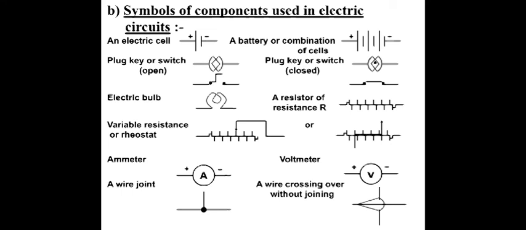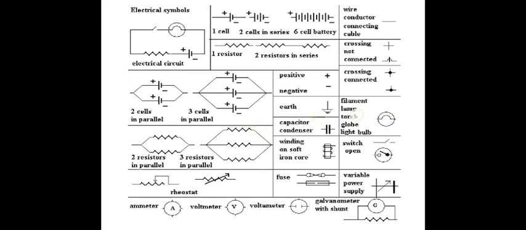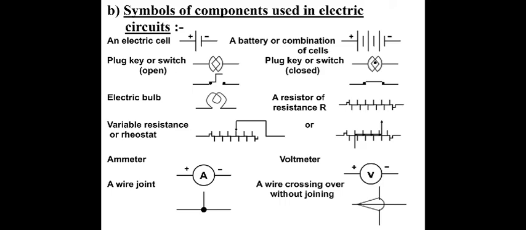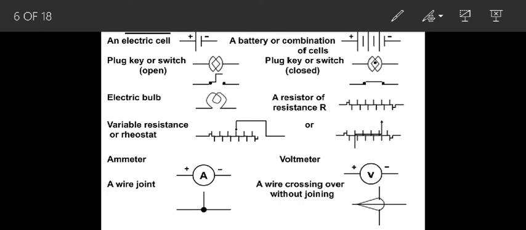Now, potential difference is measured with a voltmeter, and it is always connected in a parallel combination. Like an ammeter, which is always connected in the series combination, but in the case of potential difference, the voltmeter is connected in parallel.